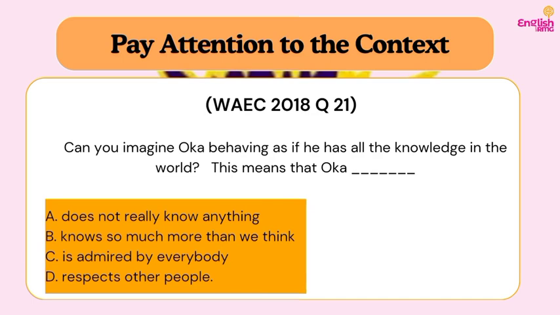B, knows so much more than we think. C, is admired by everybody. D, respect other people. So let's start from D. Respect other people. This sentence didn't even talk about respect at all. So D is out. C, is admired by everybody. The sentence didn't tell us about what people think about him.